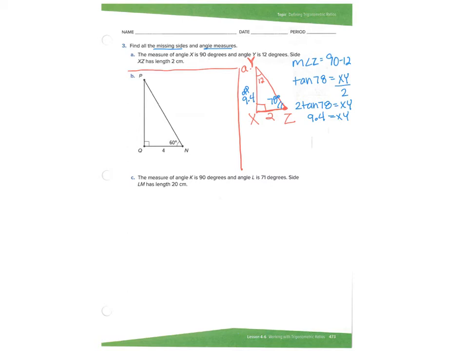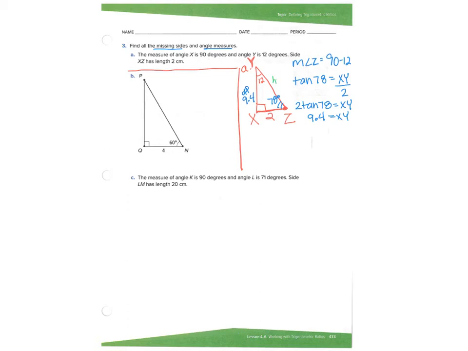I'm only left with one more measurement to find. I know 2 of my sides. I don't know my hypotenuse. Let me change my pen color. So to find my hypotenuse, again, I could use the 12 degree angle or I could use the 78 degree angle. I'm going to switch this time and use the 12.